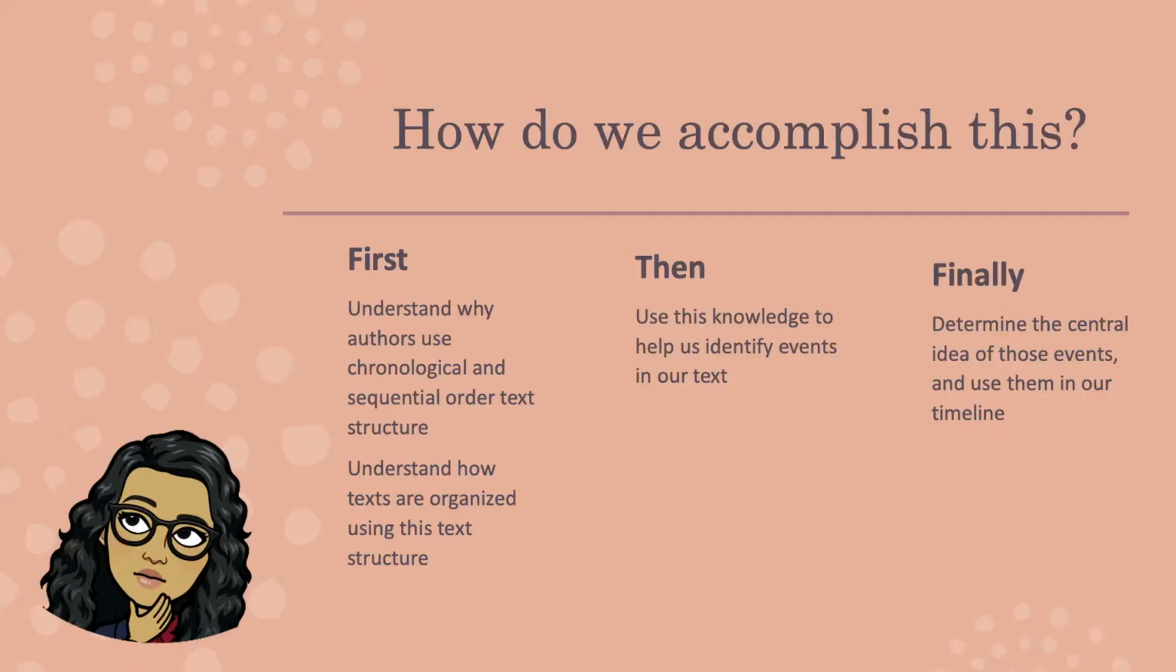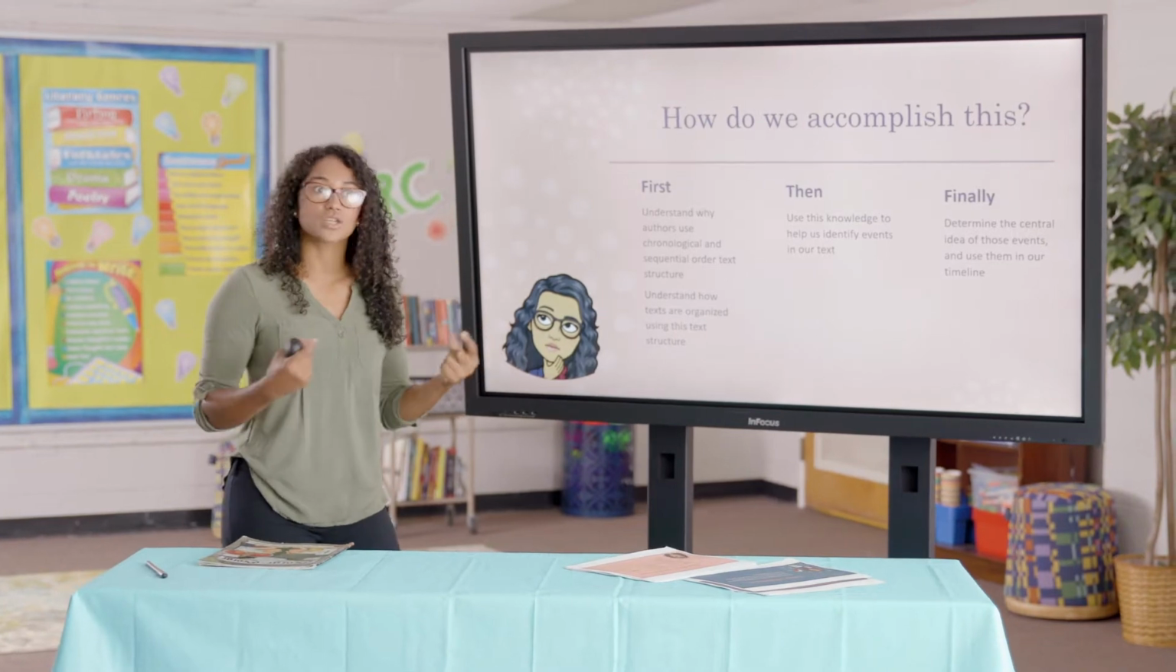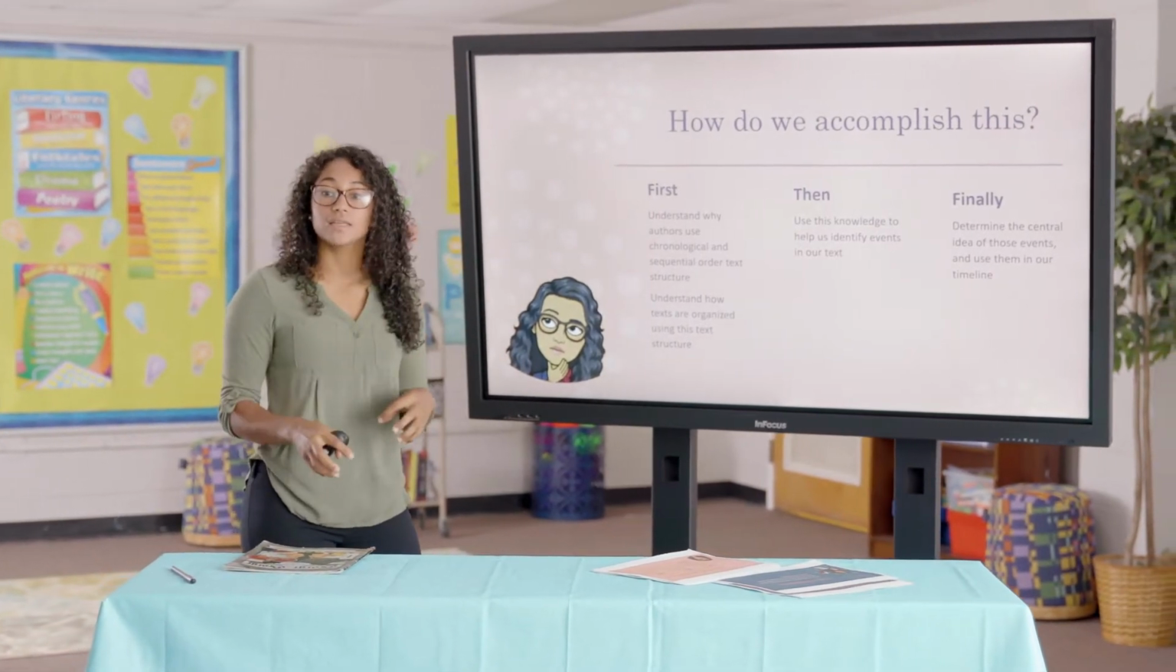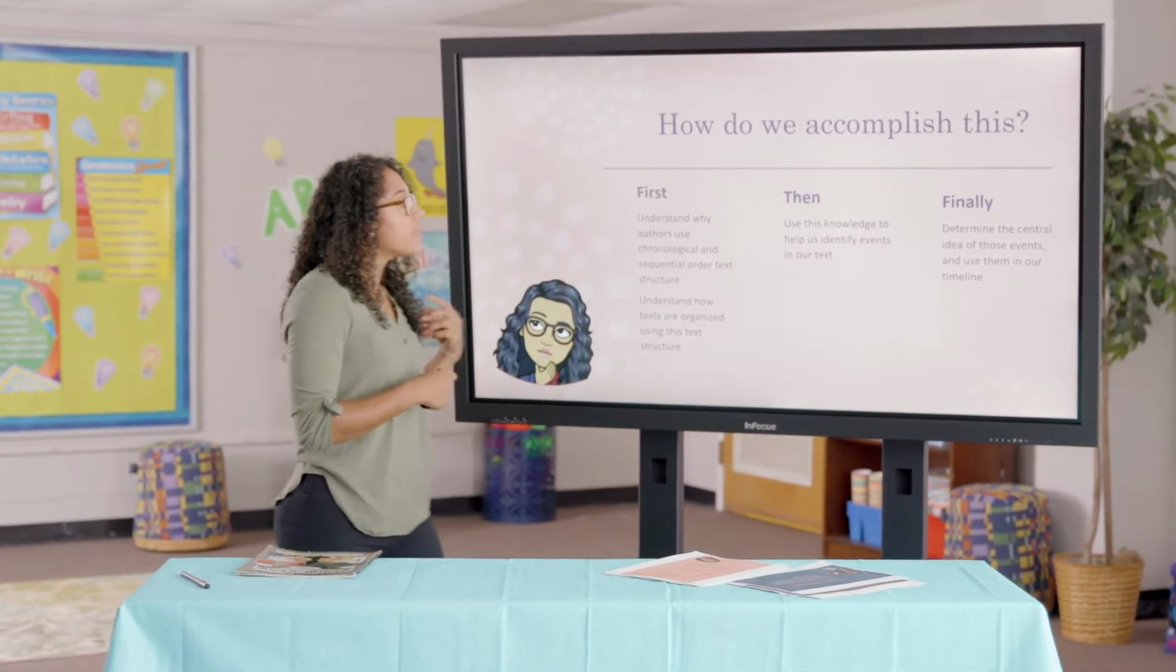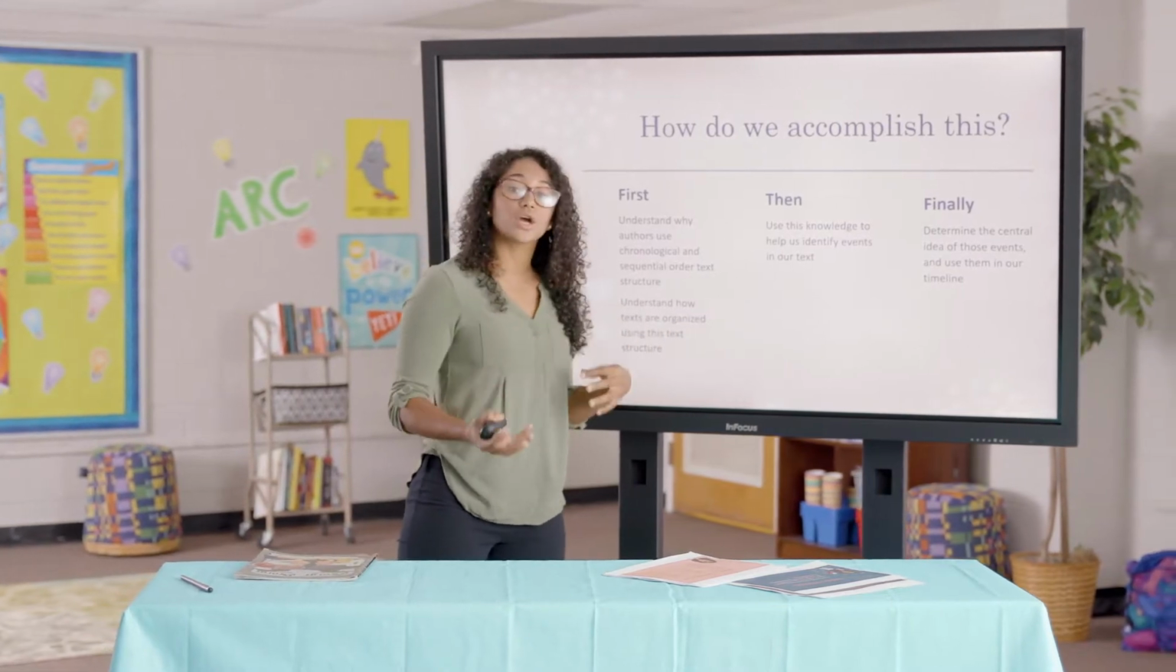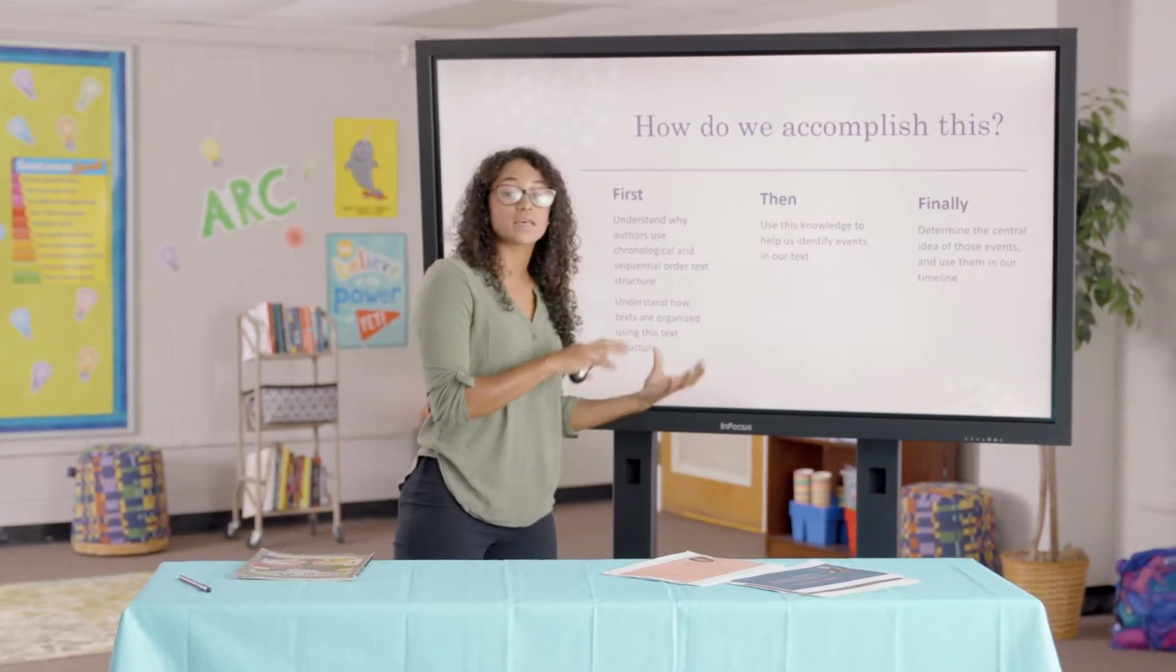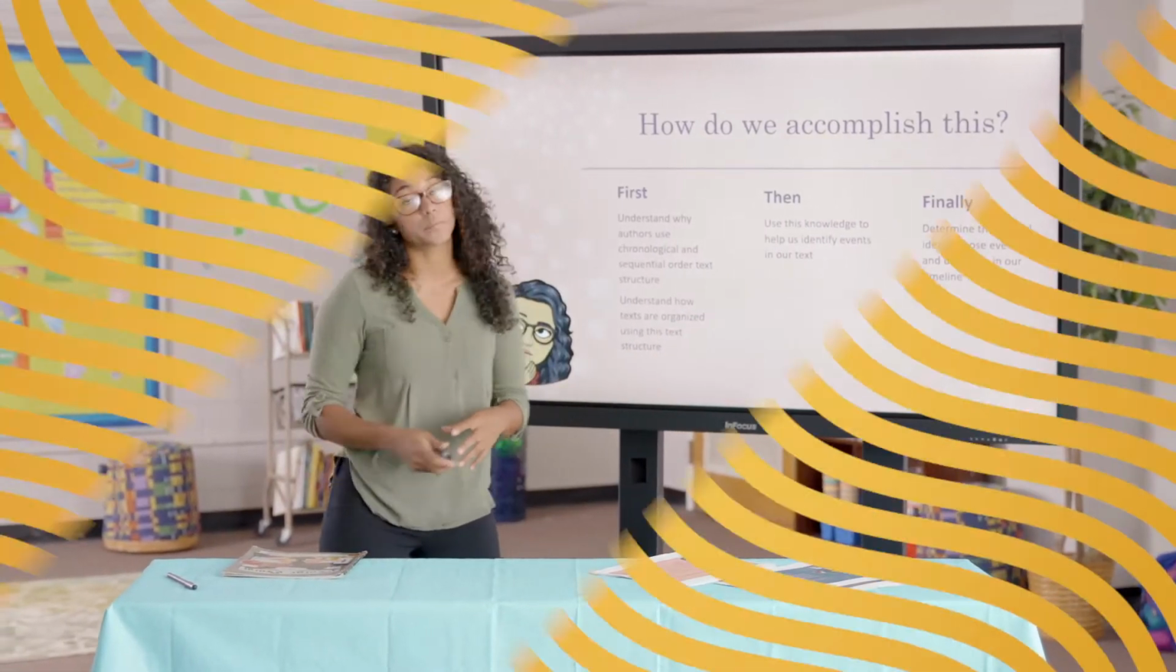So how do we do this? First, we have to understand why authors use chronological and sequential order text structure, and we have to understand how texts are organized using that text structure. Then we're going to use that knowledge to help us identify key events in our text. And then finally, we're going to determine the central idea of those events and then put them into our timeline.